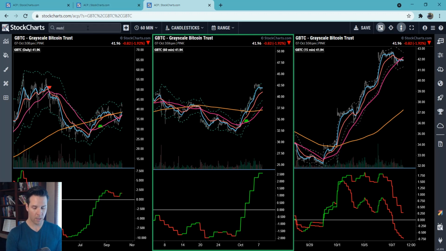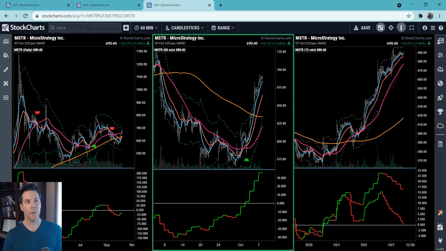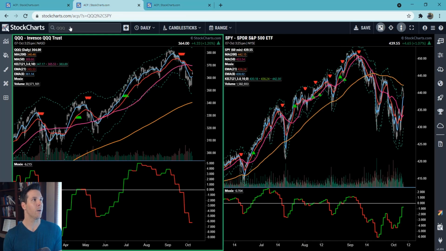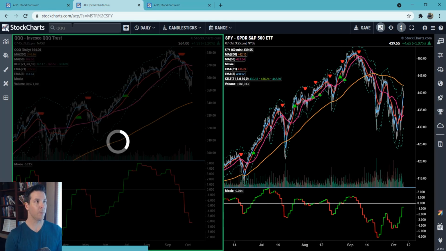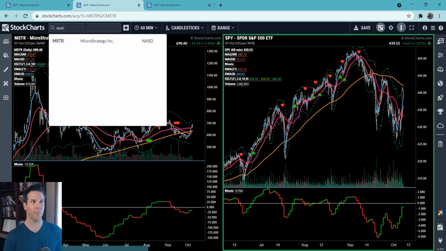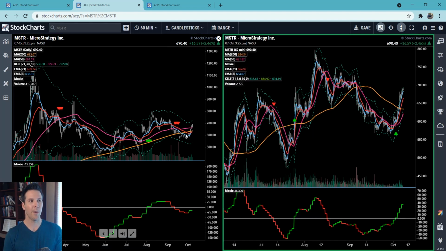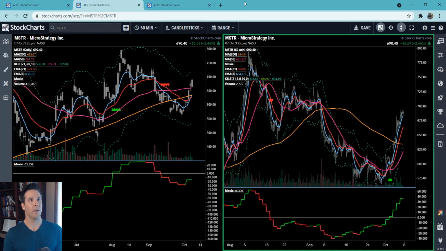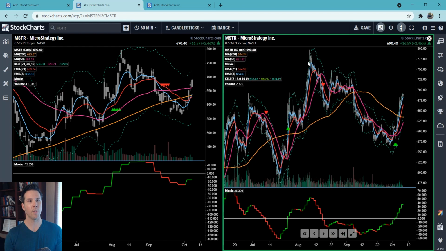Now, let me go over MSTR. MSTR is a stock, a regular company, but what they've decided to do, actually let me flip it over here, is invest pretty much all of their money into Bitcoin or crypto. So it's basically become a proxy Bitcoin play. One thing I wanted to show you was the inverse trampoline move.